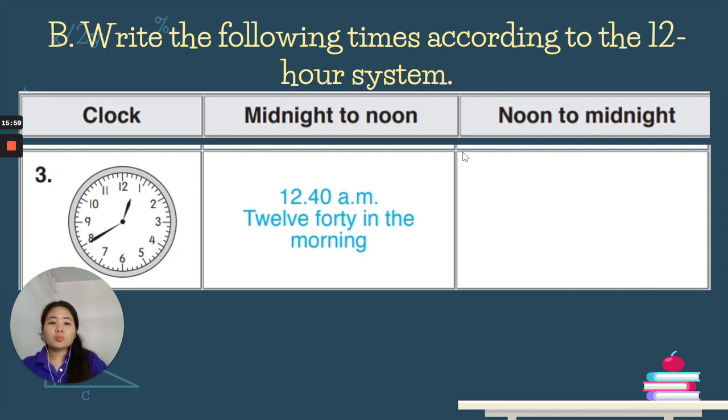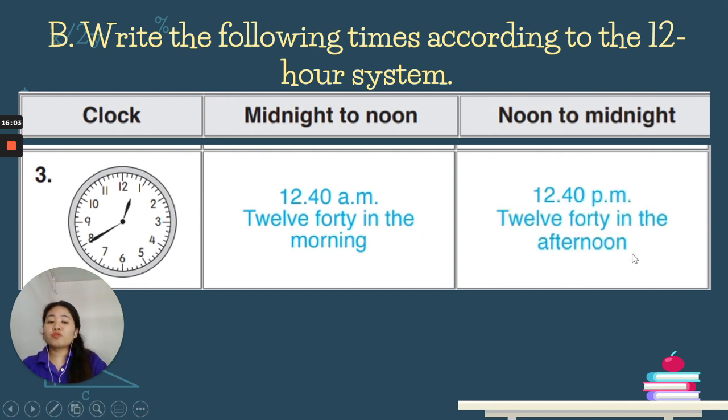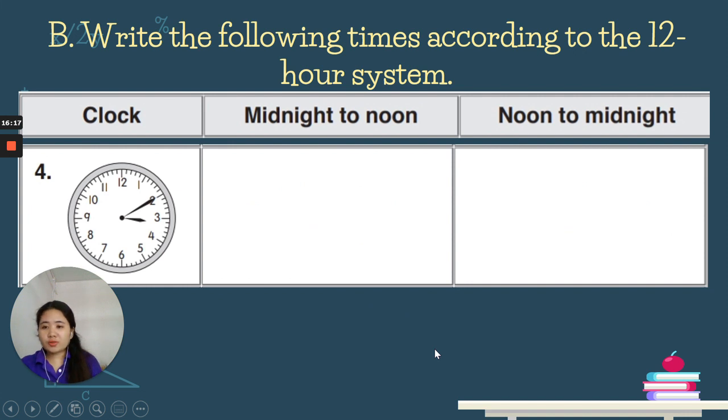Then noon to midnight, same, 12:40 p.m. So 12:40 in the afternoon. So it's already at noon time. So 12:40 p.m. or 12:40 in the afternoon. Okay, very good. Let's go now to number 4.